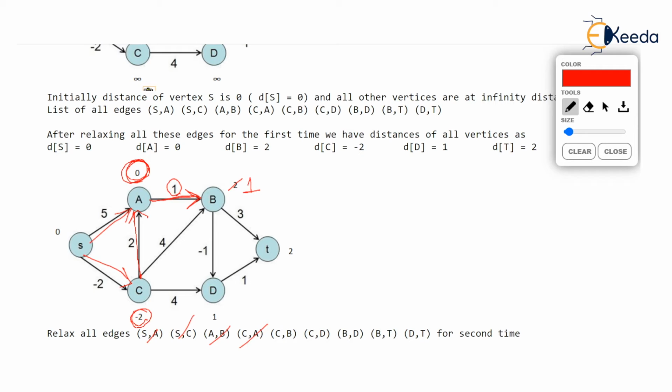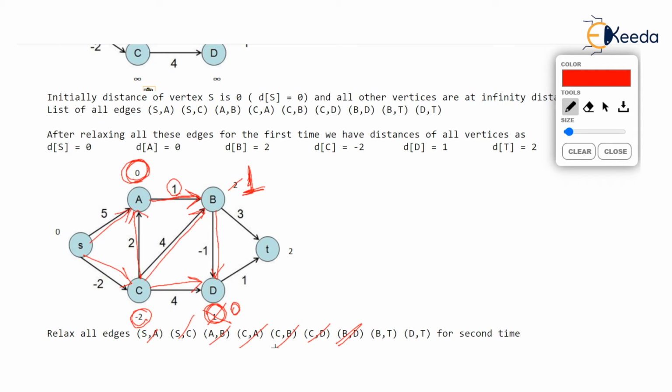C comma B. C comma B, the edge here is minus 2 plus 4. Minus 2 plus 4 is 2. But distance of B is already at 1. So we won't update it to 2. C comma D. C comma D, the edge which I am right now drawing, is minus 2 plus 4, which is equal to 2. But distance of D is already 1. So we won't update it to 2. B comma D. Check the edge B comma D. B comma D, as you see, is 1 minus 1. 1 minus 1 is 0, but distance of D is 1. So we got lesser distance and distance of D becomes 0.